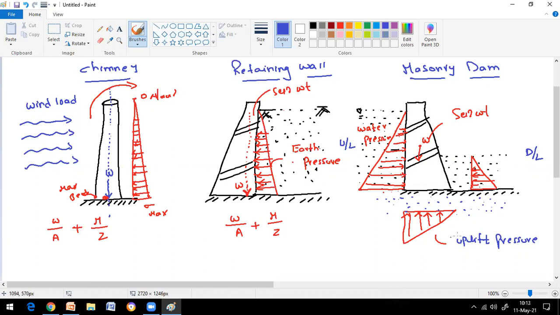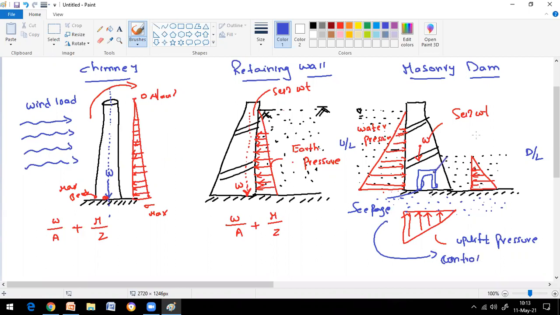To control that uplift pressure, every dam will have an inspection gallery here like this. In this inspection gallery, to control the uplift pressure, some seepage is allowed into the dam to pass water from upstream to downstream. With some seepage, this seepage will control the uplift pressure in the dam.